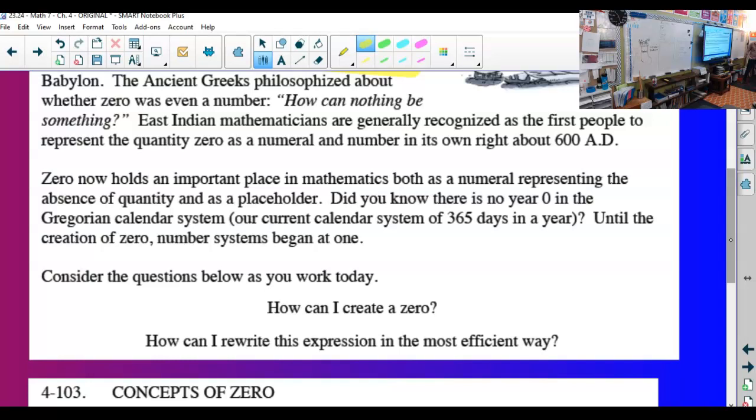Zero now holds an important place in mathematics, both as a numeral representing the absence of a quantity and as a placeholder. Did you know that there is no year zero in the Gregorian calendar system? Our current calendar system is 365 days in a year. Well, now I feel like I need to be teaming up with Mrs. Pettigrew if I'm going to start teaching you guys about the calendar. All right, sorry, go ahead. Until the creation of zero, number systems began at 1.